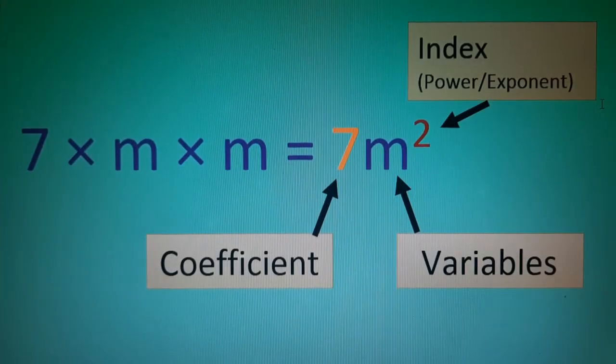Now look at this example. 7 into m equals 7m squared. 7m to the power of 2. In this example, 7m squared is the term, 7 is its coefficient, m is variable. And you can see m multiplied by m equals m squared. So 2 is called index or power or exponent.